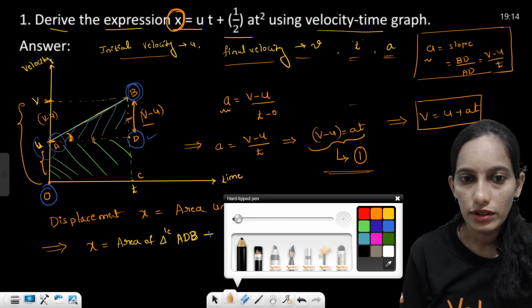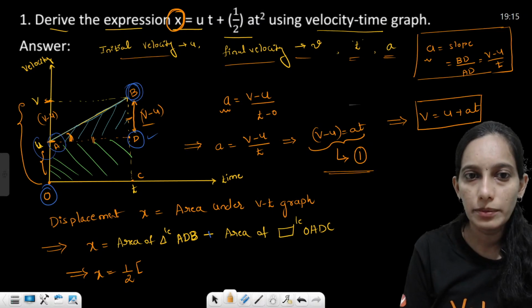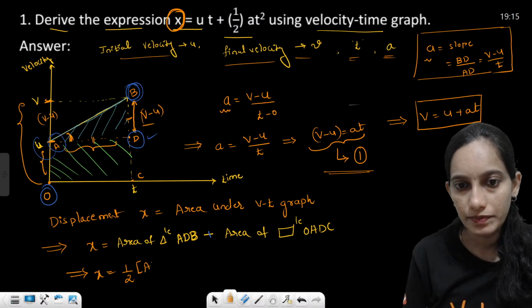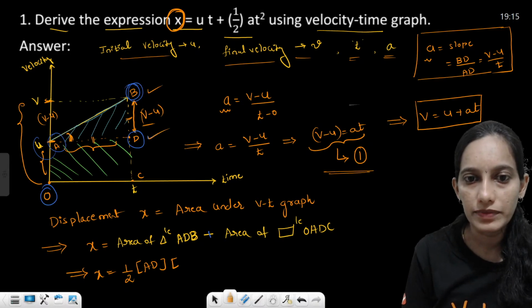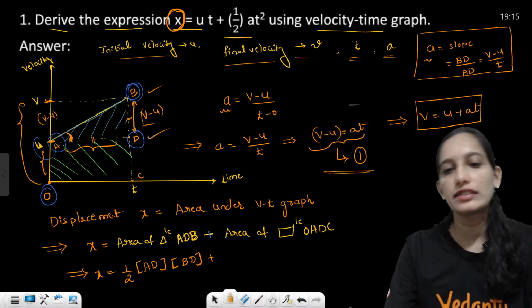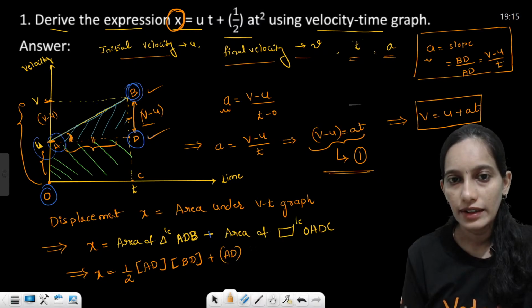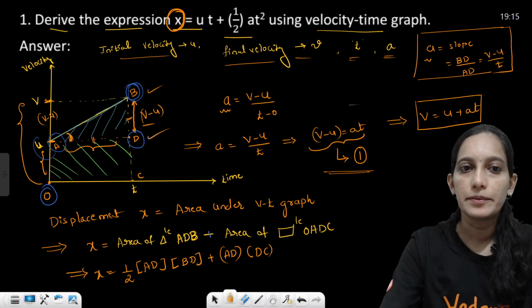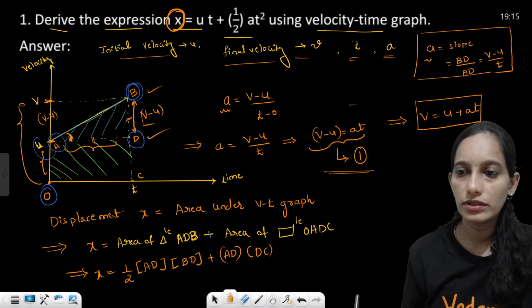Now if I consider the area of the triangle, how can I write? Half into base into height. Here the base is this AD, into the height or perpendicular, which is this BD, correct? Plus the area of the rectangle, which is length into breadth, that is AD into DC. Now we'll substitute all the terms.